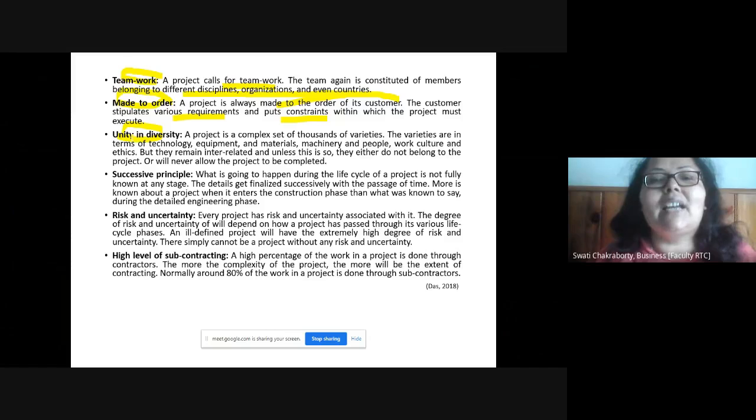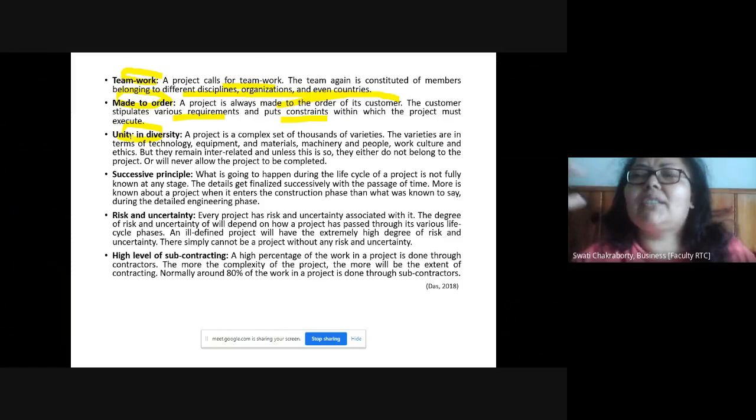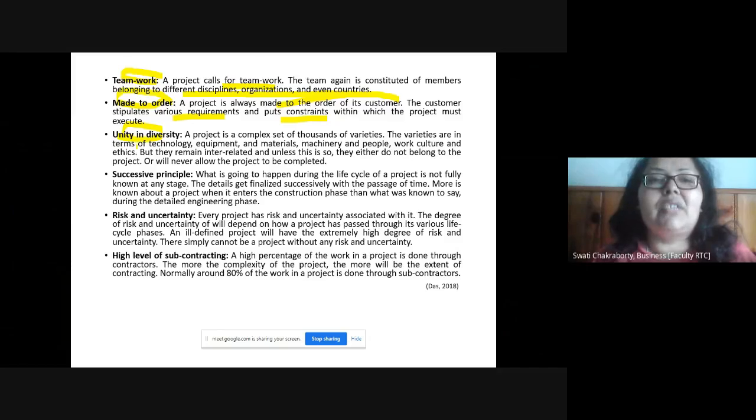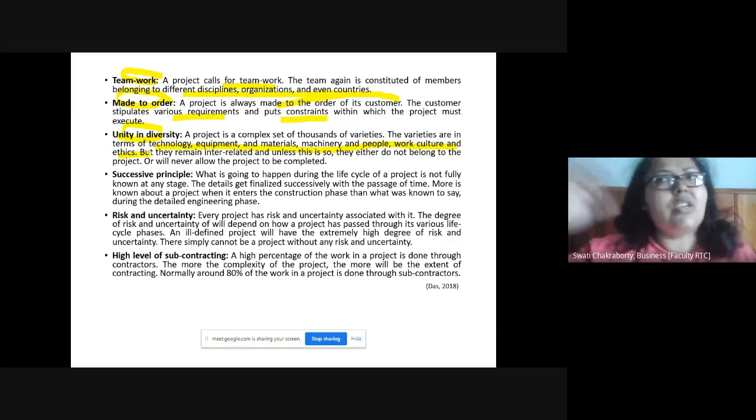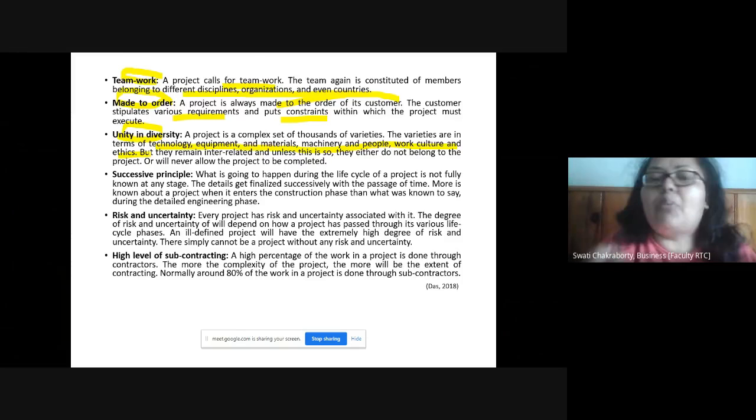Unity in diversity: when any project is undertaken, there is a huge variety of things that have to be fulfilled. It could be in terms of technology, equipment, materials, machinery, people, work culture, ethics. These are all different things which are quite complex, but they are interrelated. And if they are not interrelated, if they cannot be coordinated together, the project cannot be completed.